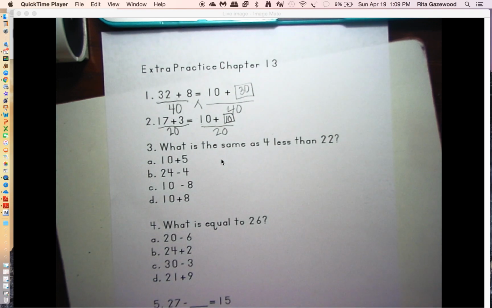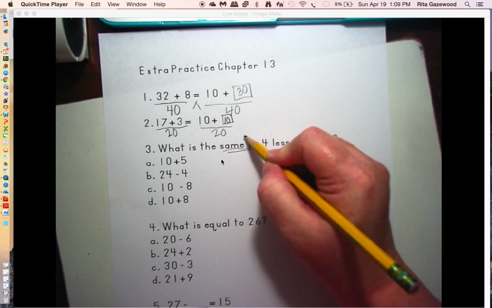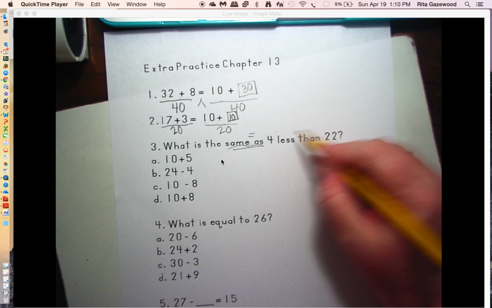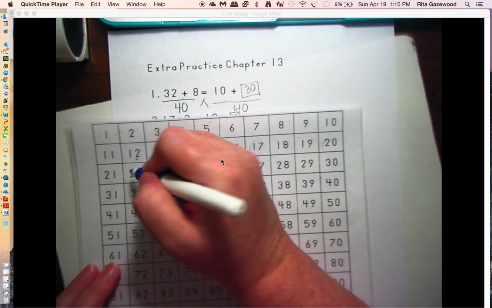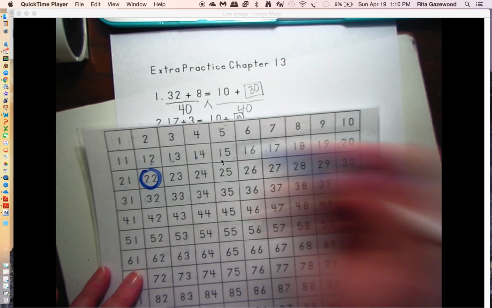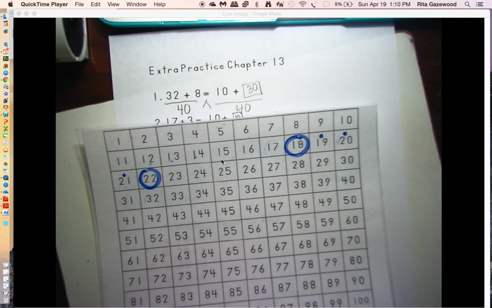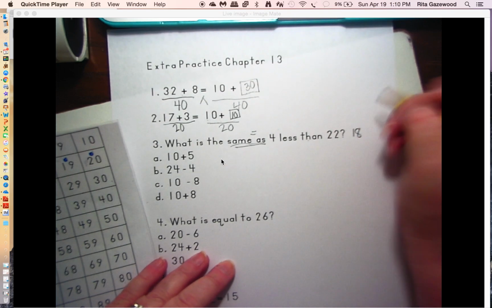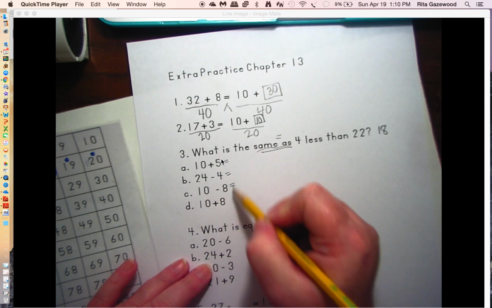It says, what is the same as 4 less than 22? So when we say the same as, that's just a fancy way of saying what is equal to. What is the same as 4 less than 22? So first we have to figure out what is 4 less than 22. So let's go to our 22. We'll say 4 less, so we're going to count back 4. 1, 2, 3, 4. So 4 less than 22 is 18. So now we want to know which of these problems equals 18.